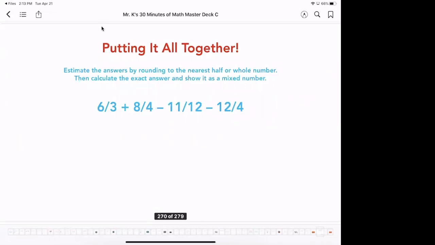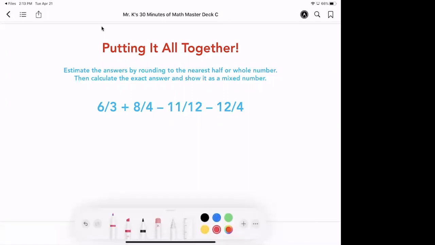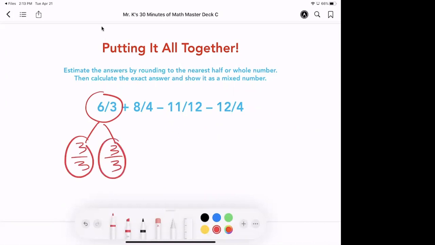Okay, welcome back, everybody. Let's take a look at this one. 6/3. Let's start with that one. Wait a second. We know what 6/3 is because we're going to do our number bonds. 3/3 is 1 whole, and another 3/3 would be another whole. So let's get rid of that. We know that 6/3 is 2 wholes.